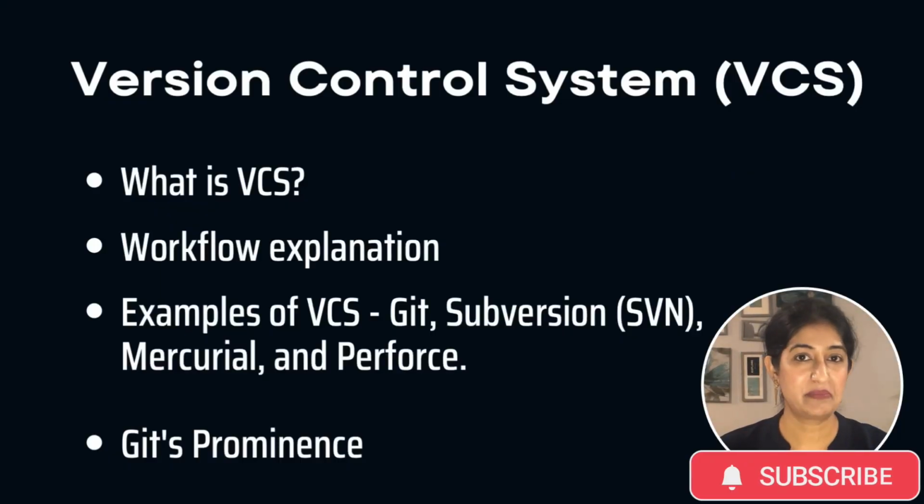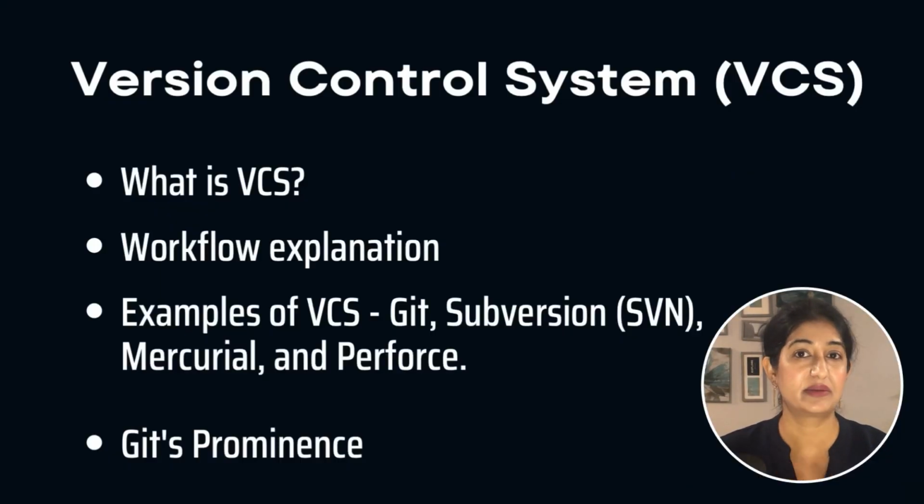Some popular examples of version control system includes Git, Subversion known as SVN, Mercurial, and Perforce. However, Git stands out as the most popular one in the modern tech era. We will shortly explore why Git has become a go-to choice for many developers and organizations. Git is a powerful and widely used version control system that revolutionized the way developers collaborate on software projects.